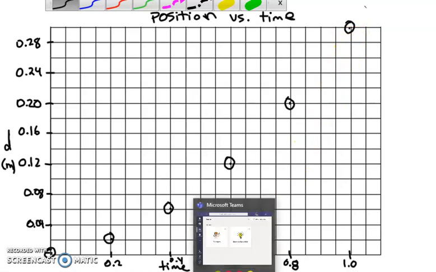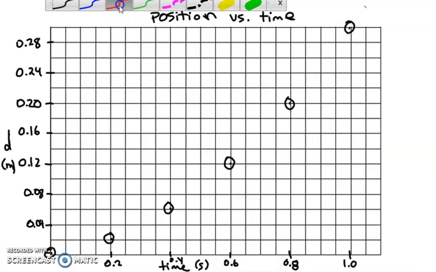Now, as you can see, this comes in a line that looks like that. We should be using a smooth line and not connecting the dots.